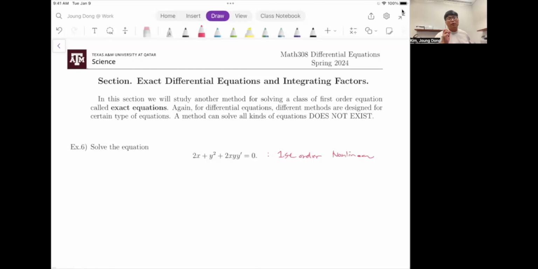The name of this method is the exact differential equation. Okay, so as I said, there is no global method which can be applied to any kind of differential equation. Okay, it is really case by case, and this is also a very good setting. Well, but let me try to explain how we can use the exact differential equation.